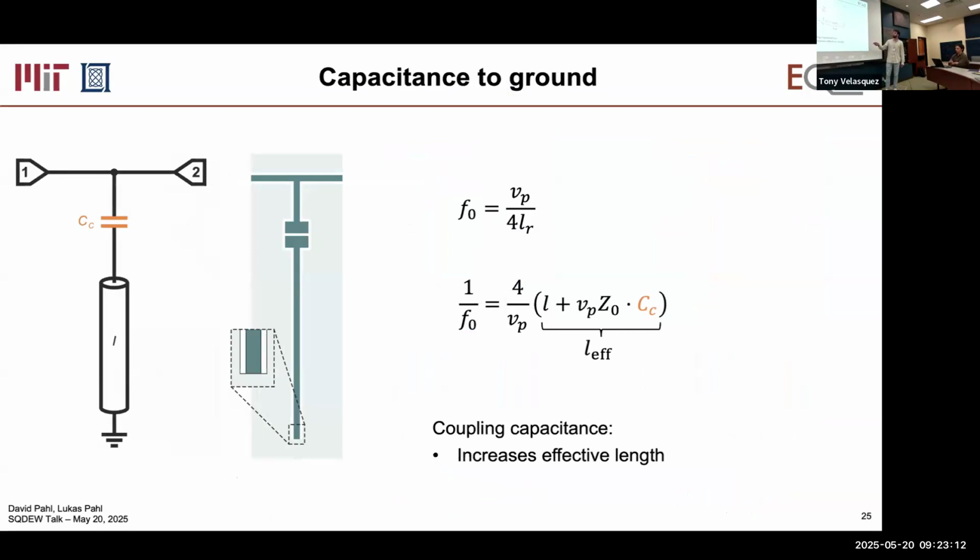And it shows that a coupling capacitance here effectively loads and adds effective length to your resonator. So capacitance sort of makes the resonator look like it's longer, and by VP, the phase velocity, times the characteristic impedance times the capacitance. That's roughly the formula. This is an approximation, but it holds pretty well in practice, and we'll see how well.